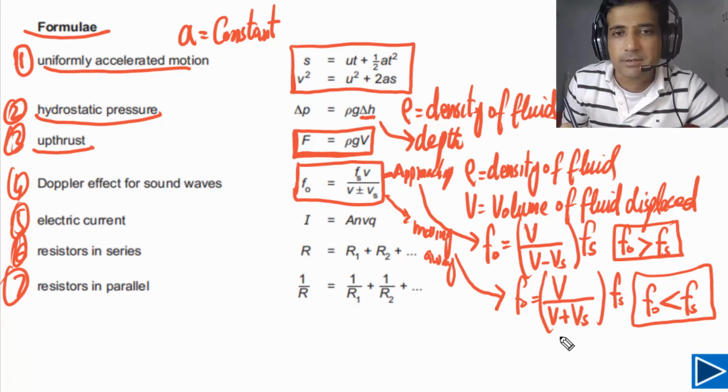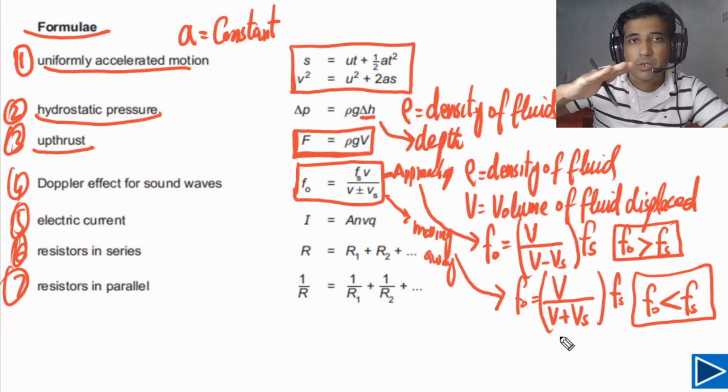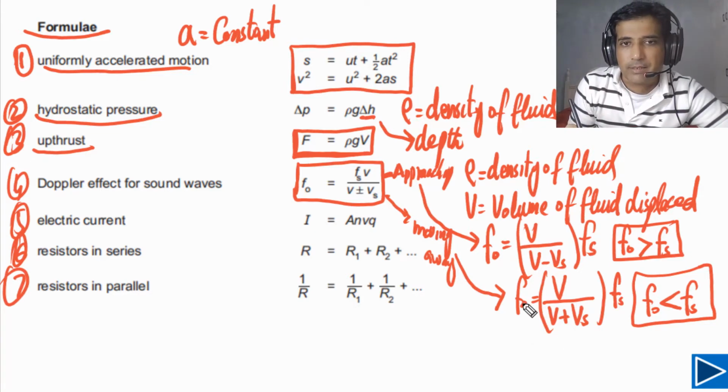And this is when the source is moving with constant speed. So then f naught is equal to v over v plus vs. If the source is accelerating, the situation will be different. That one we will discuss later.